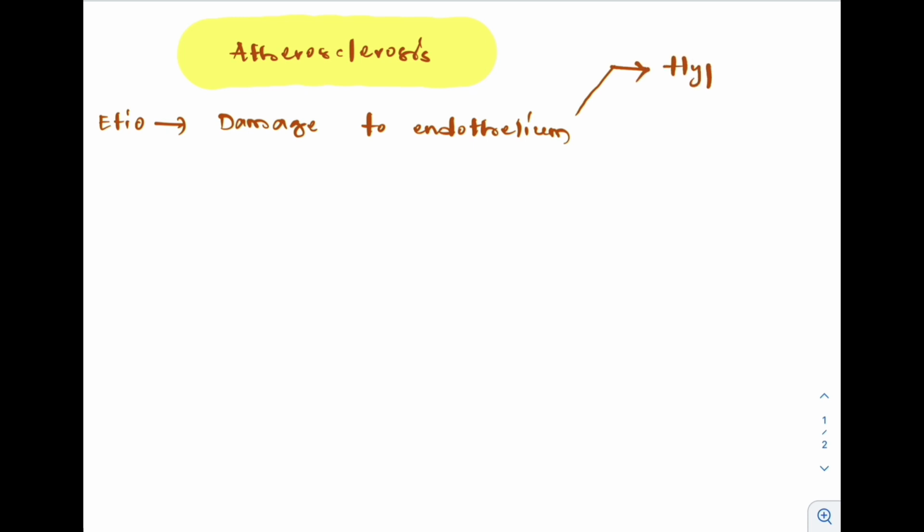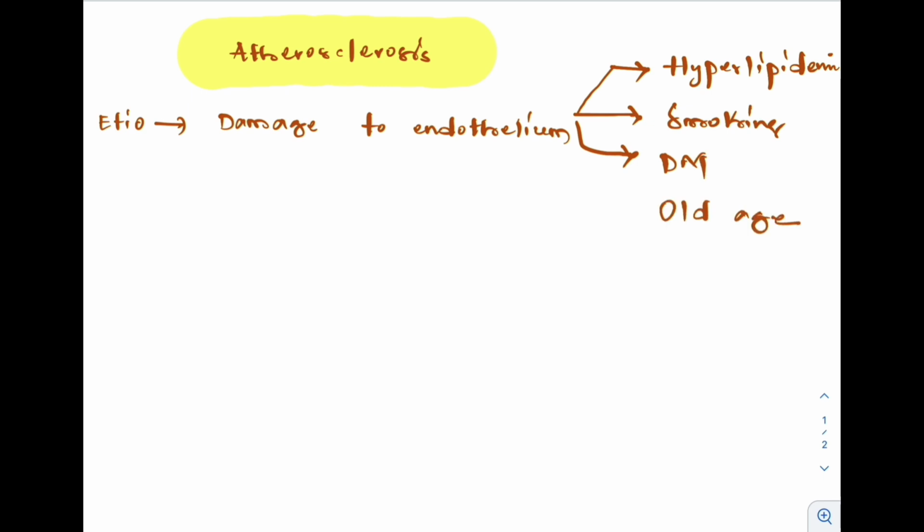First factor is hyperlipidemia, and the second factor is smoking, while the third factor is diabetes mellitus. Fourth factor is old age or geriatric age, and the fifth factor is genetics. That means a hereditary type of condition may be present in these patients.